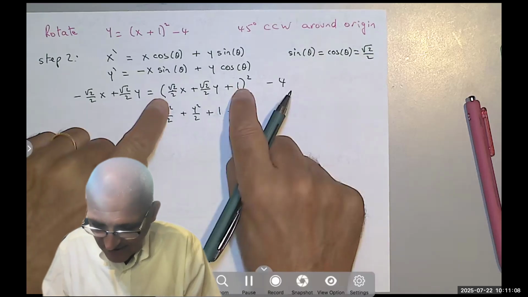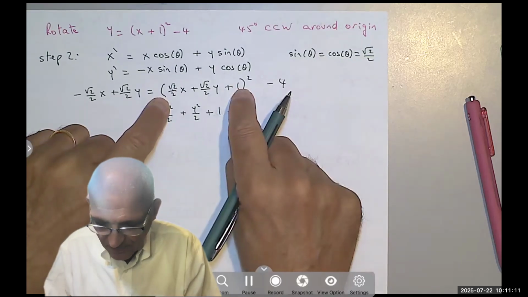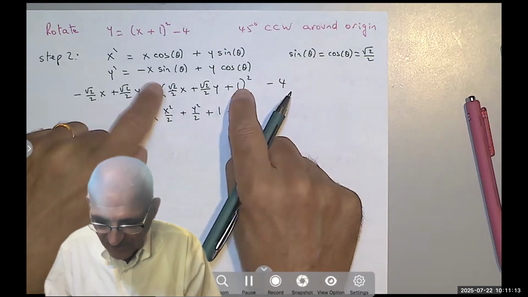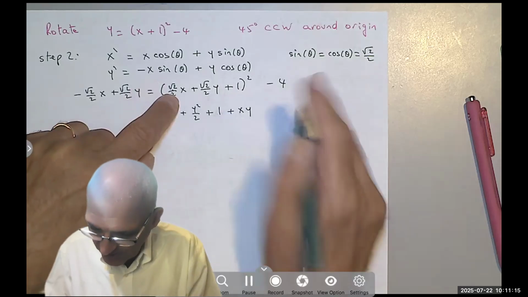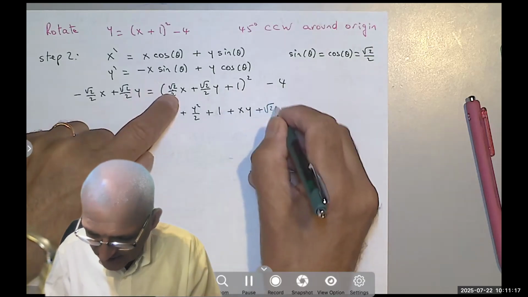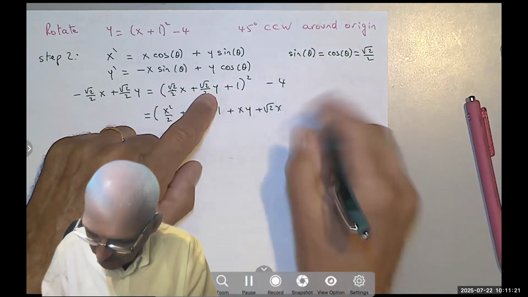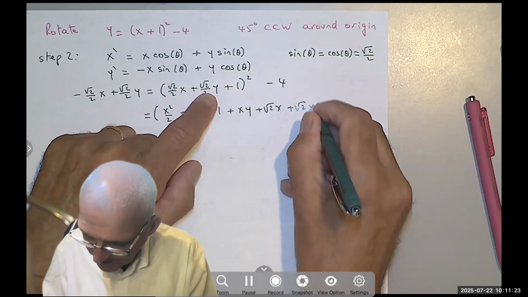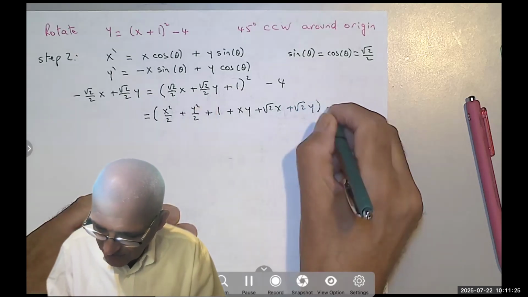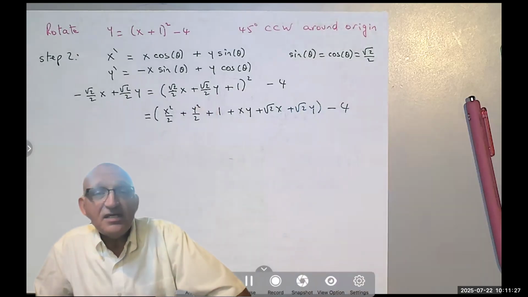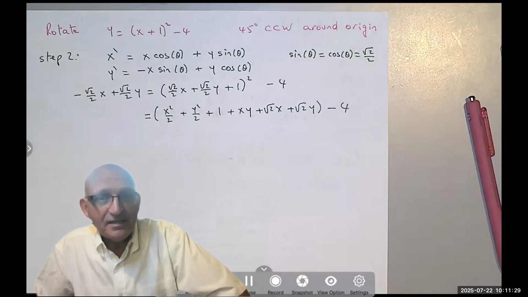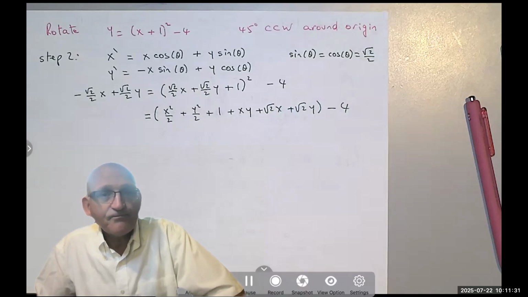When you multiply these two, notice twice the first times the second, the 2 and the 2 cancel, and you get plus root 2 x. Twice the second and the third, plus root 2 y, minus 4. So, do you see? It wasn't that bad. It really doesn't take that long.